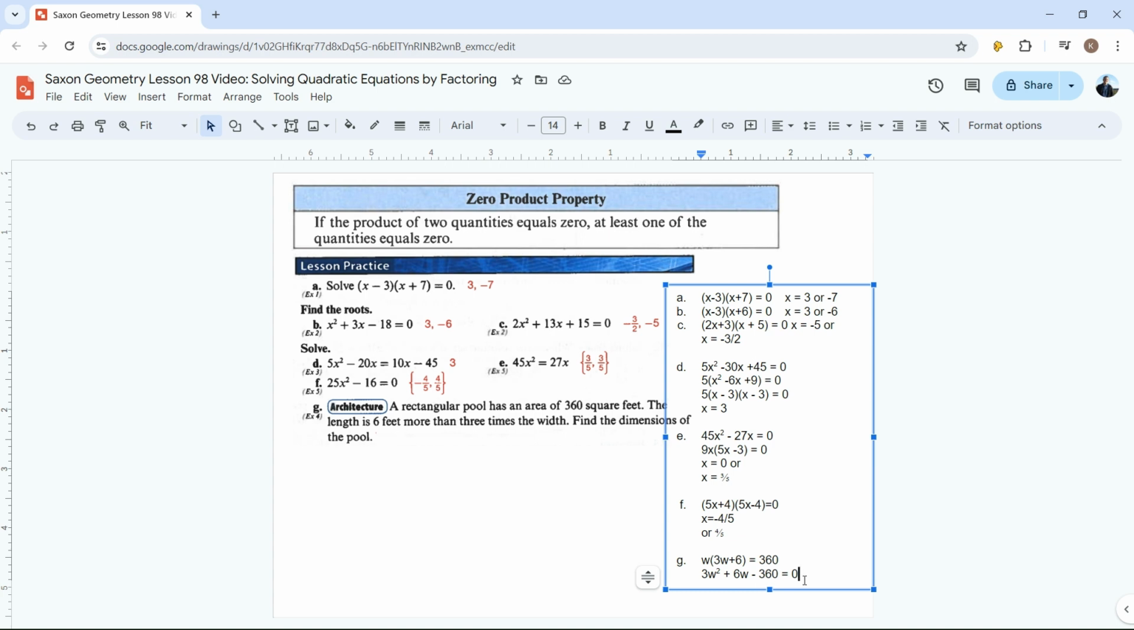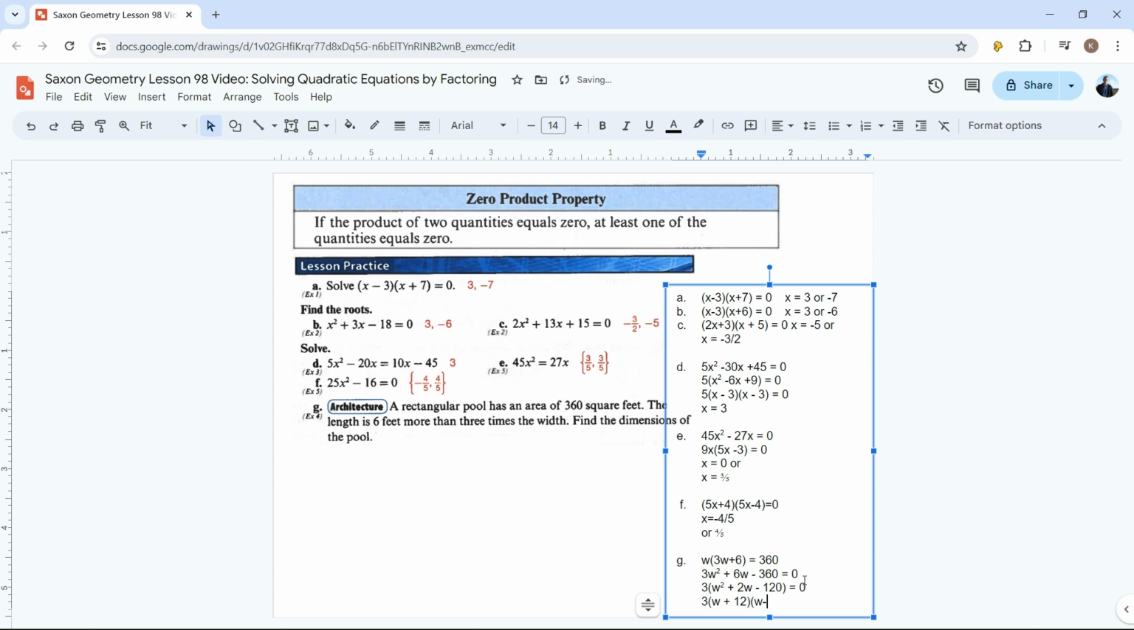And now I need to find, let's see, can I simplify this a little bit? I'll bet I can pull a 3 out of this. This is going to be 3 times W squared plus 2W, because I pulled a 3 out, minus 120 equals 0. And now I have to ask myself, are there factors of negative 120 that equal 2? This seems like a really tough job, except when you think about it, 12 and 10 are factors of 120, right? So this is just going to be W plus 12, W minus 10.